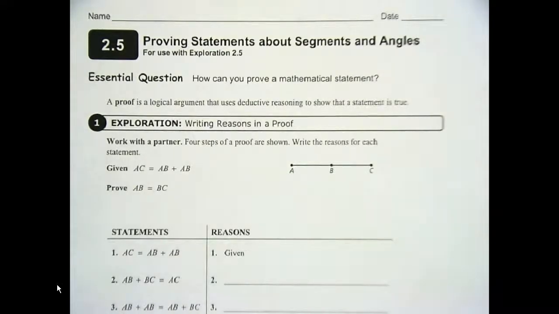So remember reflexive. Tell your neighbor an example of the reflexive property. AB equals AB. Reflexive just says something is congruent to itself. You have the symmetric property. Tell your neighbor an example of the symmetric property. AB equals BA.